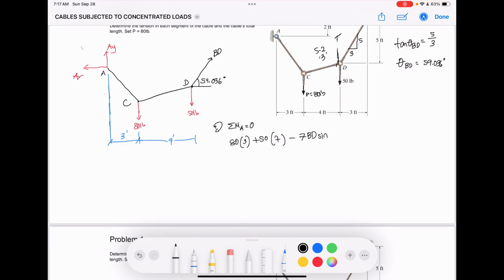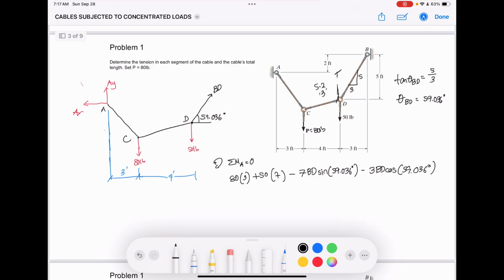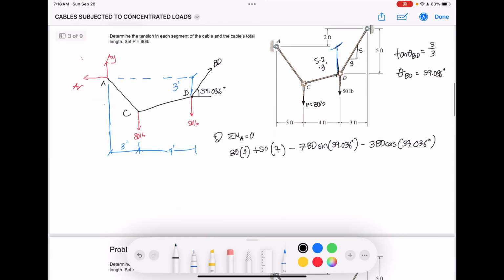sine 59.036 degrees minus 3, diba? BD cosine 59.036 degrees. So baka may nagtataka saan galing yan. 3, we can obtain 3 from here. 5 minus 2 equals 3. So, meron tayo dito 3 feet. Now, moving on. BD is equal to 78.187 pounds.